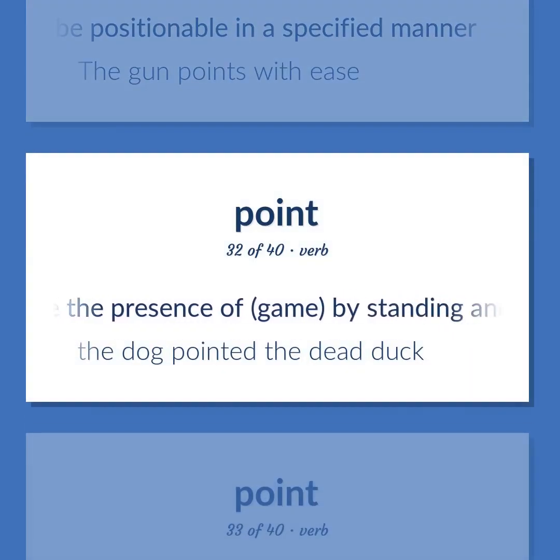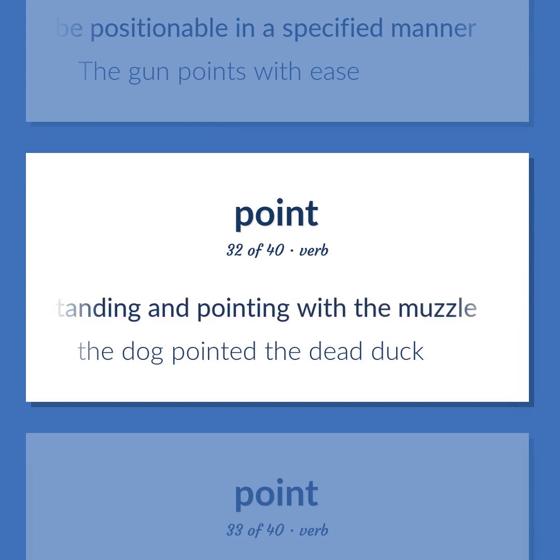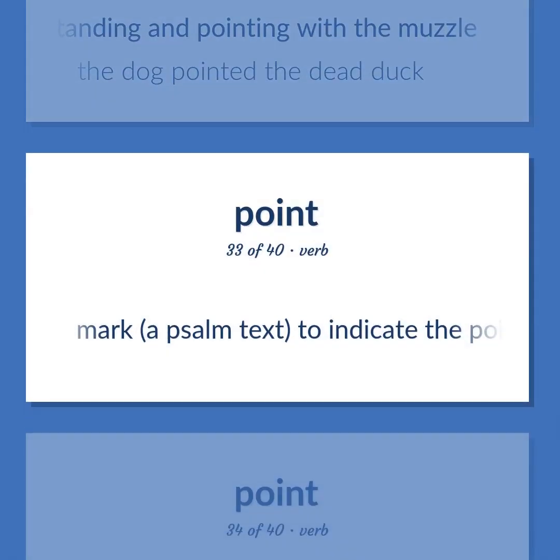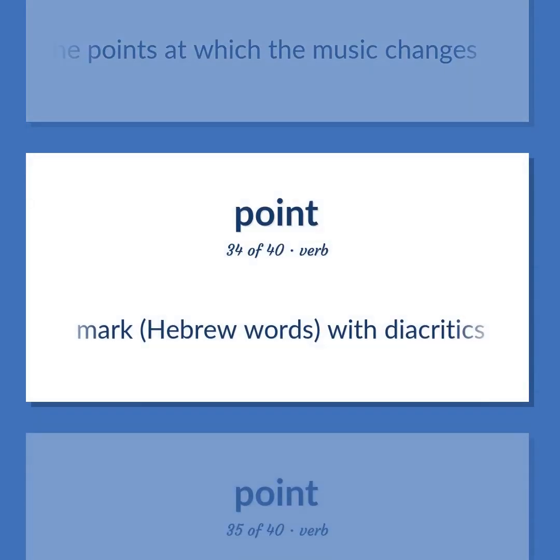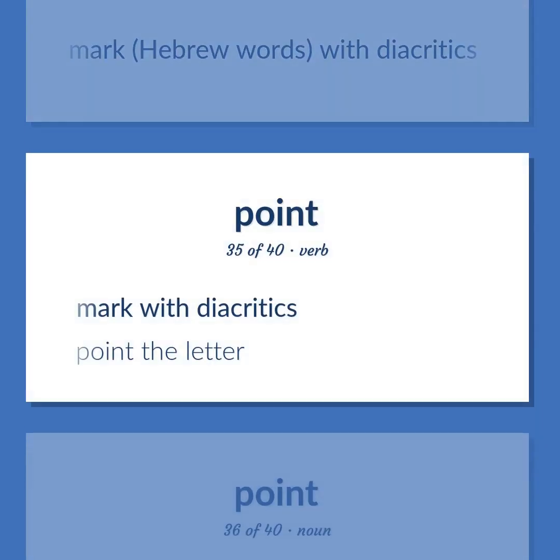Indicate the presence of game by standing and pointing with the muzzle. The dog pointed the dead duck. Mark a psalm text to indicate the points at which the music changes. Mark Hebrew words with diacritics. Mark with diacritics. Point the letter.